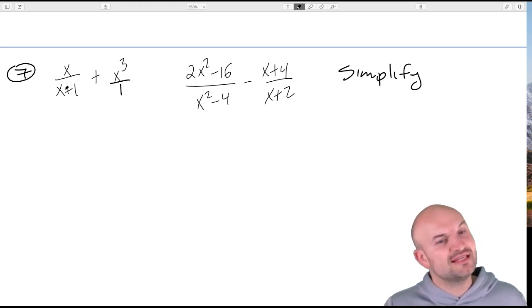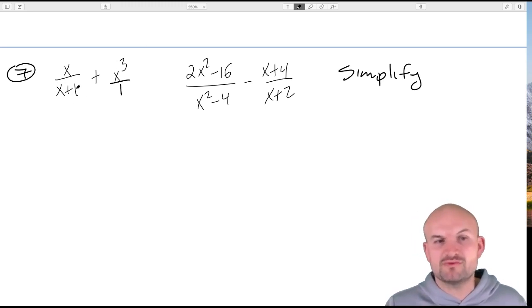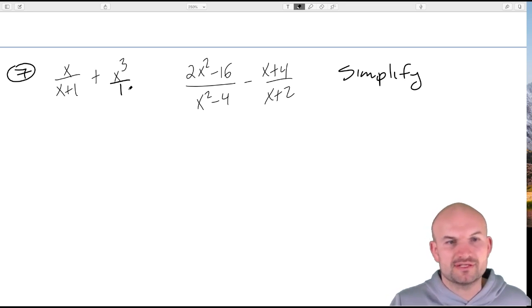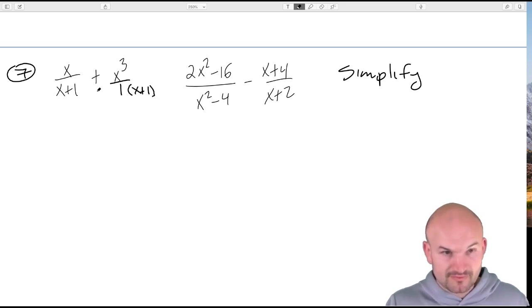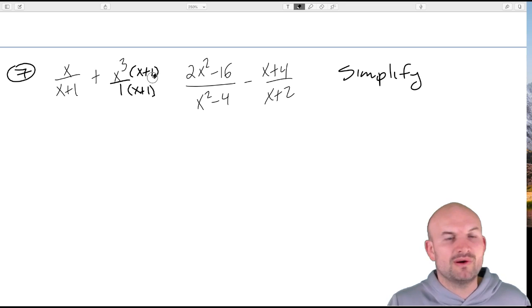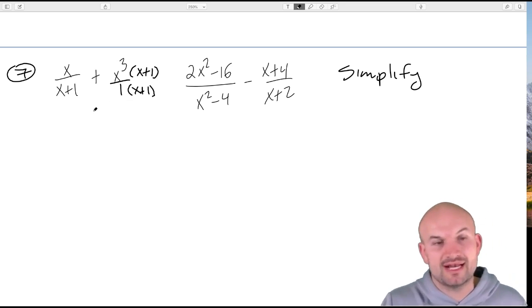So what we need to do is find the common denominator. And the common denominator of x plus 1 and 1 is going to be x plus 1. The easy way to find a common denominator is just to multiply the 2 denominators. So 1 times x plus 1 is x plus 1. I already have my common denominator over here, so therefore I'm going to multiply by an x plus 1 on the top and the bottom on the right-hand side.